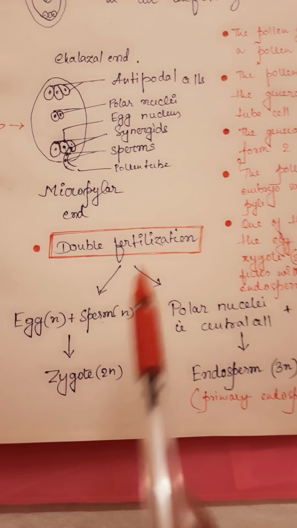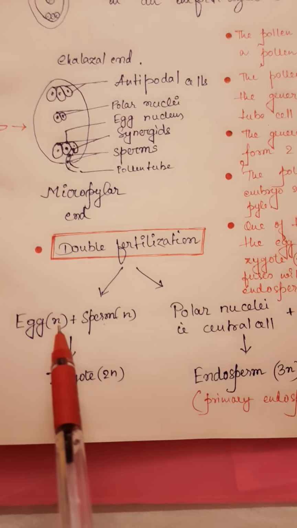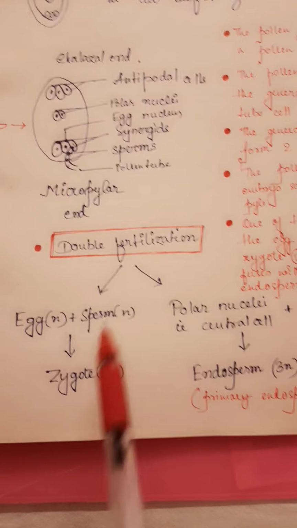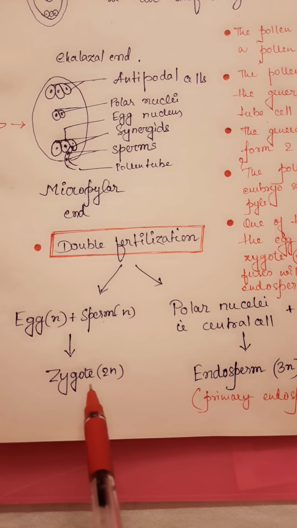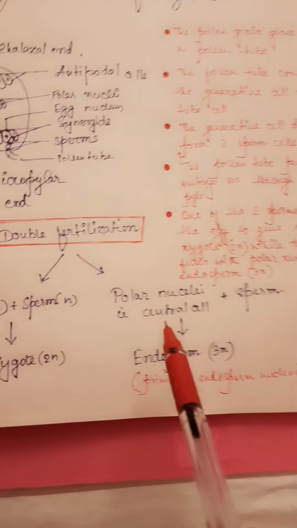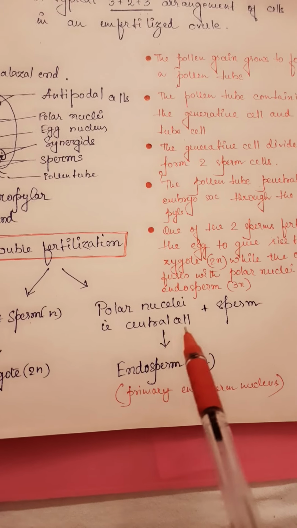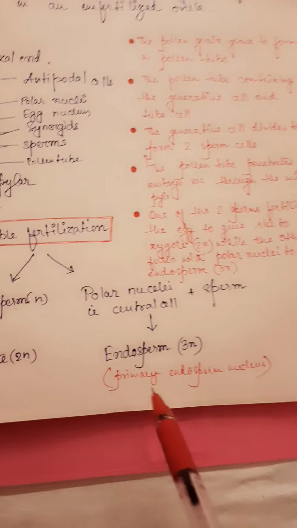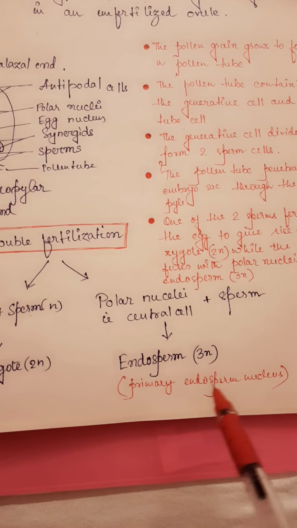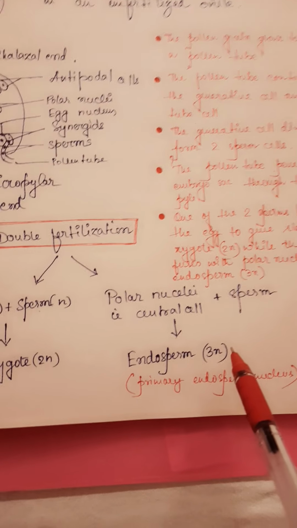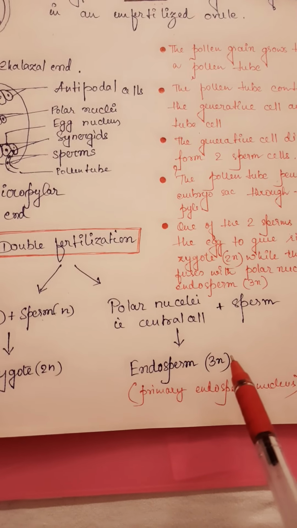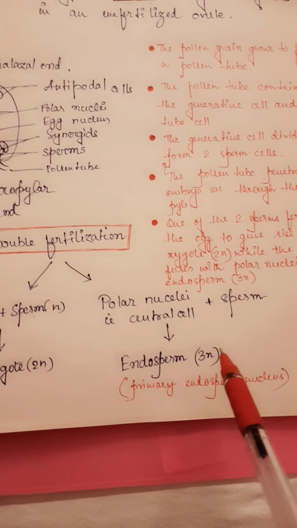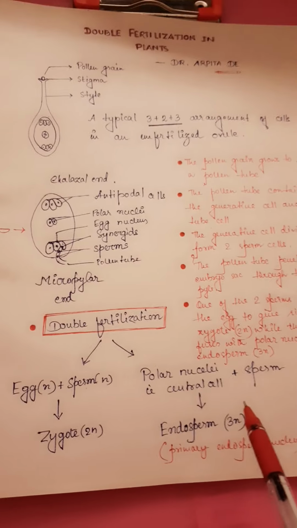Double fertilization means what? The egg cell fuses with the sperm nucleus to form the 2N zygote. The other sperm will do what? It will go and fuse with the polar nuclei, that is the central cell, to form the endosperm. This is the primary endosperm nucleus, which is triploid in nature. This triploid endosperm is the nutritive tissue for the growing embryo.